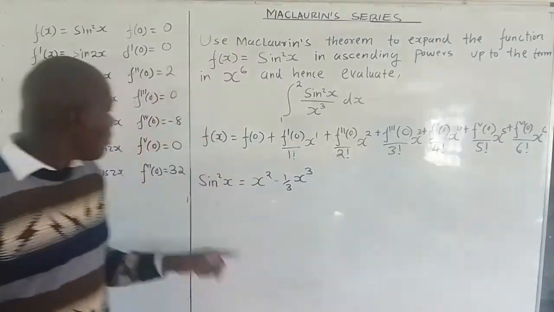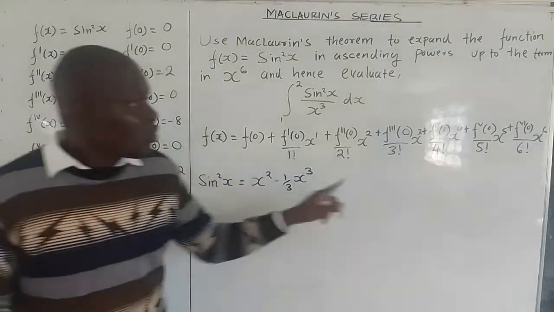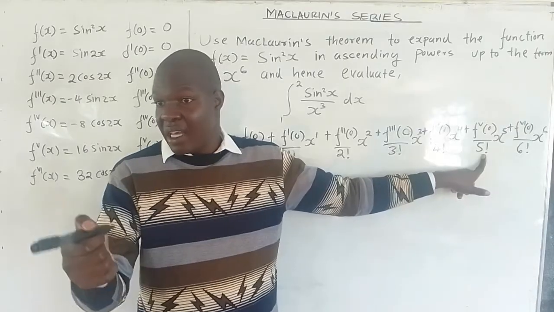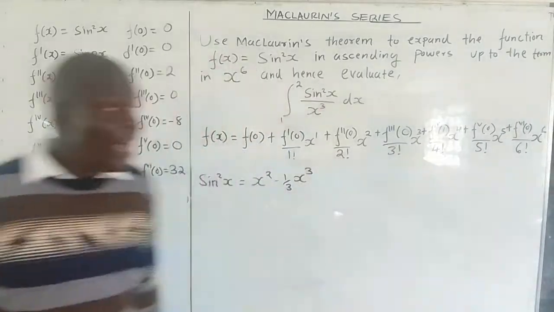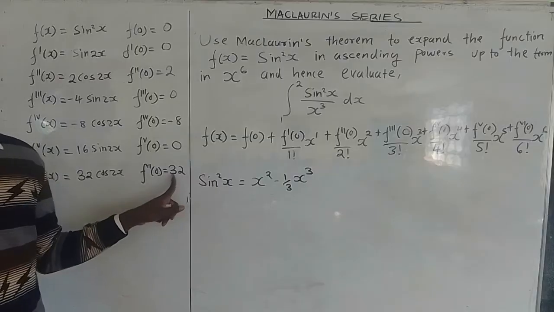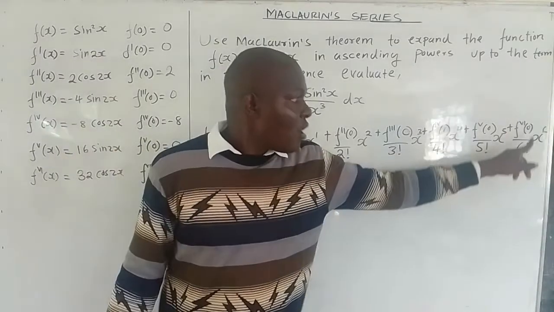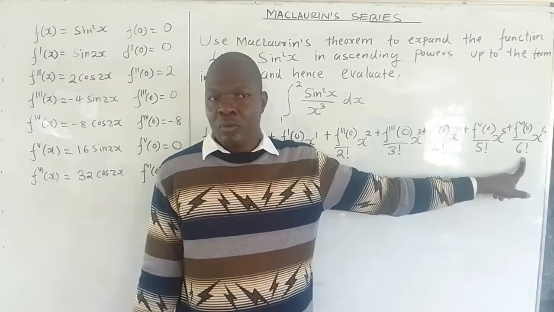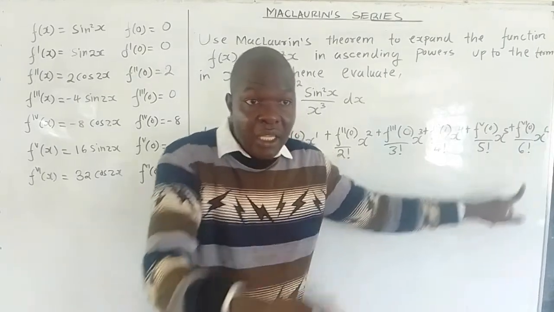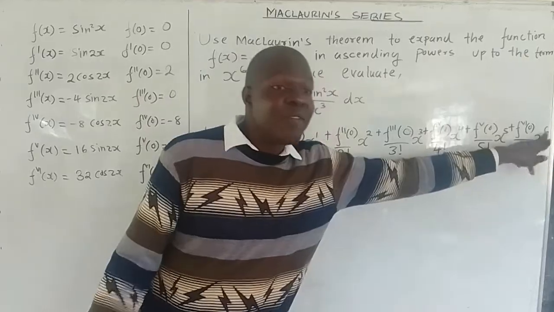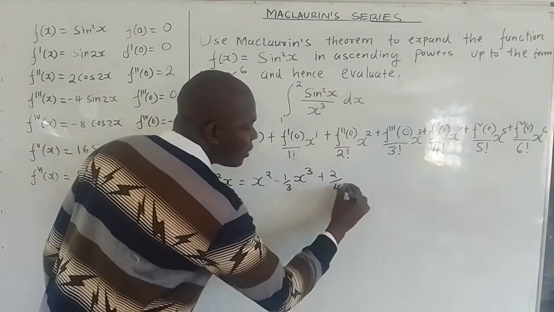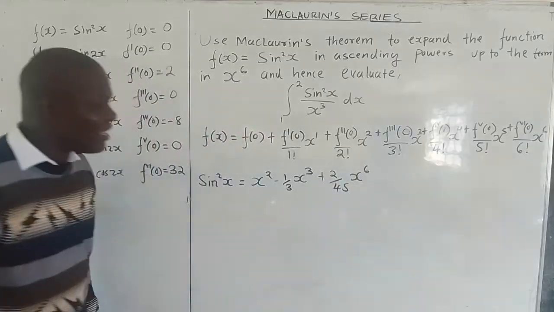F fifth derivative of 0 you found to be? So 0 times everything here, meaning everything here will go to 0, isn't it? Are we together? Then f sixth derivative of 0 you found to be 32. 32 over 6 factorial is 2 over 45. So 2 over 45 times x raised to power 6, isn't it? So it is positive 2 over 45 x raised to power 6.